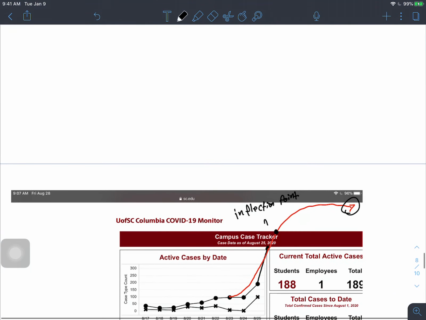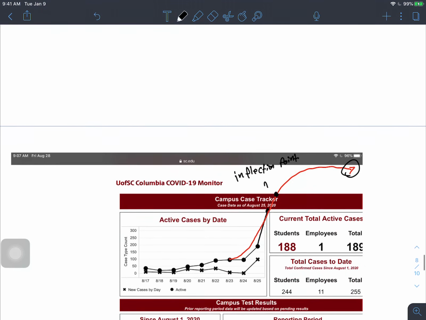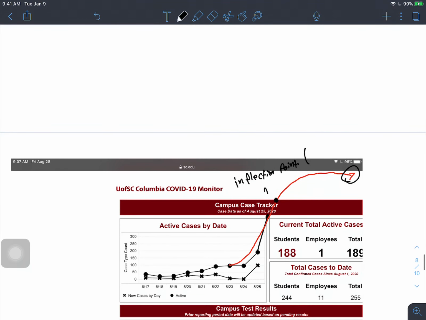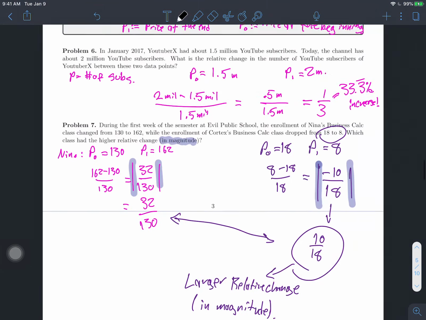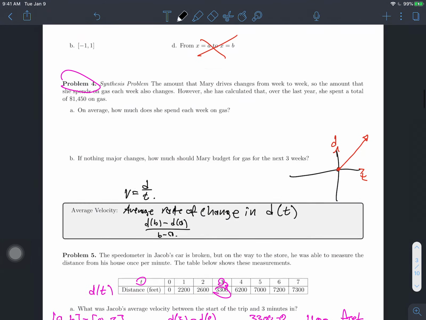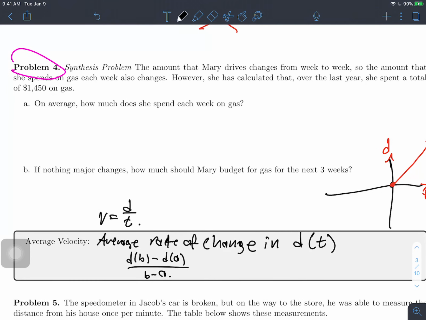Let's go back and do one or two of the problems that I skipped. So this is the inflection point for which we desperately hope. Okay. So let's see here. Let's go back. We'll do problem number 4 here. Okay. And I'm going to erase some of this stuff here.